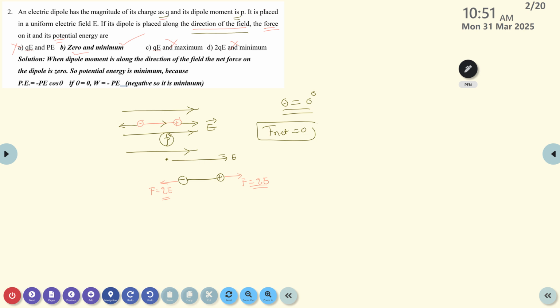If you want to check for the potential energy, potential energy U equal to minus P into cos of theta. U equal to minus P into cos of 0. Cos of 0 equal to 1. U equal to minus of P. This is the minimum potential energy. So 100% this answer is correct.